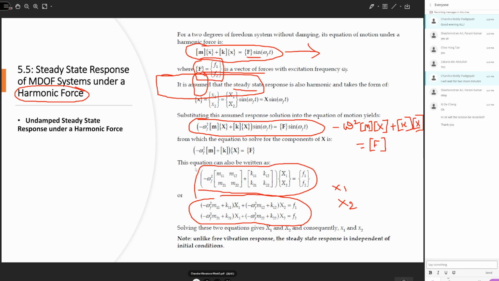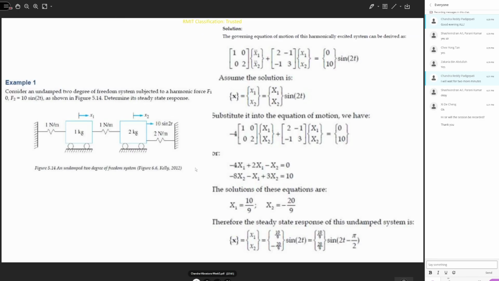So once you know the amplitudes, then you can write the response of the system as we have done earlier. Now let us look at an example here. This is the given system. I hope you can see this. M2 is subjected to a force 10 sine 2t. M1 has no force, so there is no force acting on M1.